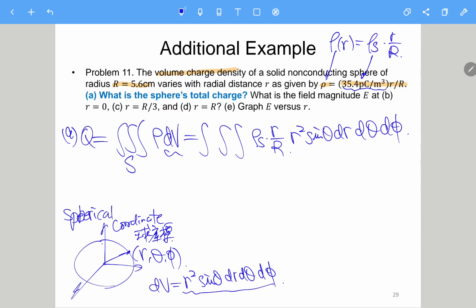So what are the lower and upper limits for the integral? For dr, it should be from 0 to capital R. And for theta, it should be from 0 to pi.